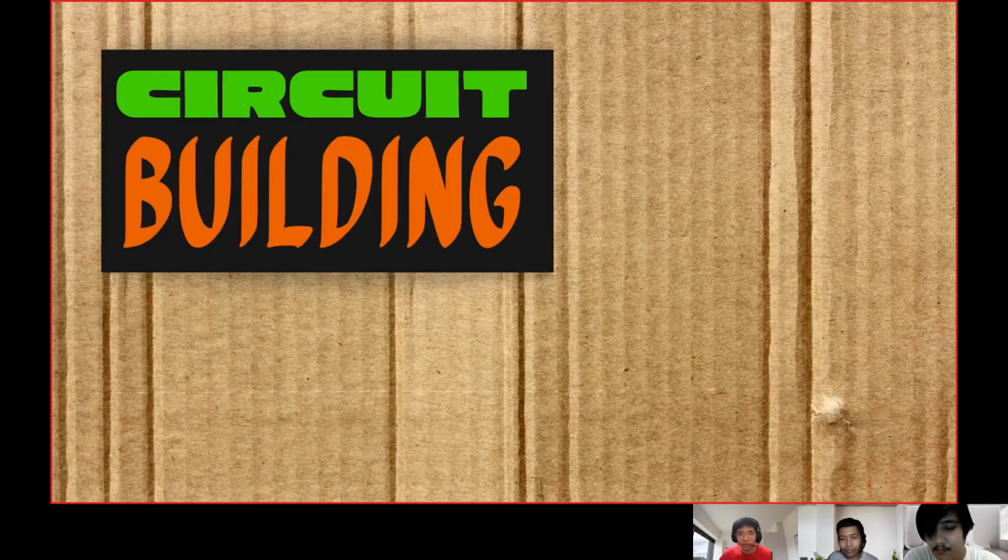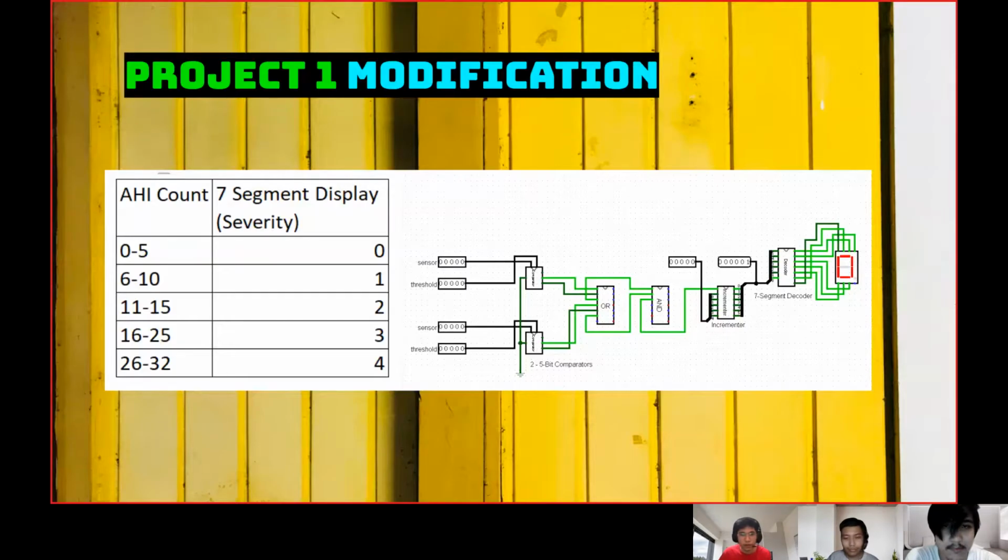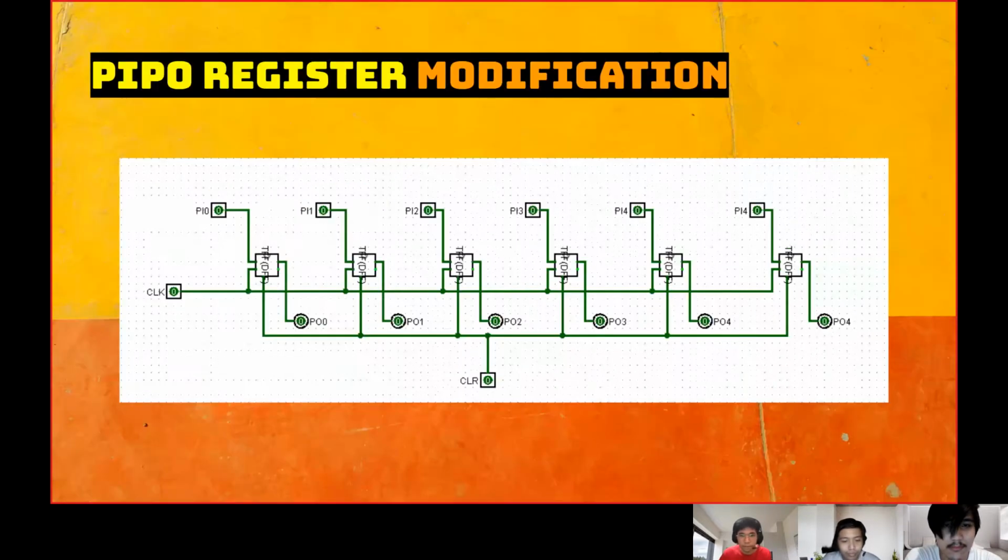To start off, we started with circuit building. Next slide, please. We actually modified Project 1, which is this circuit you can see in the slide. We modified this by adding different variables, which include registers and counters. Next slide. For registers, Miguel de Veradurda will be discussing the modification made.